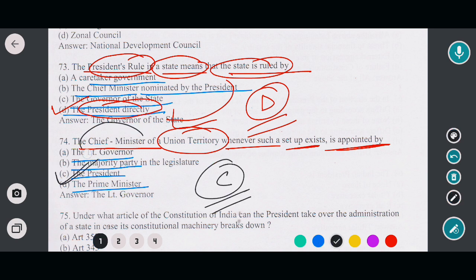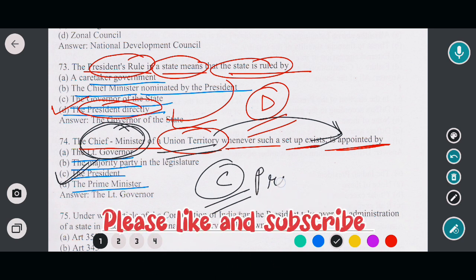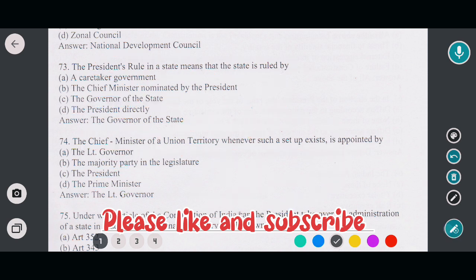That means the chief minister of the union territory is appointed by whom? Is appointed by the president. So now moving to next question.